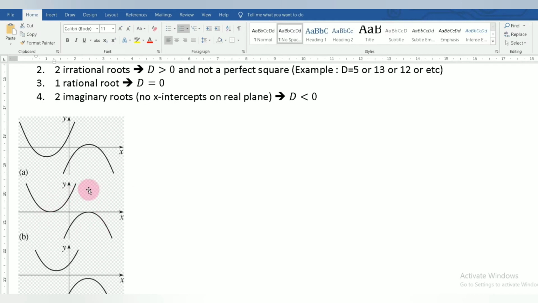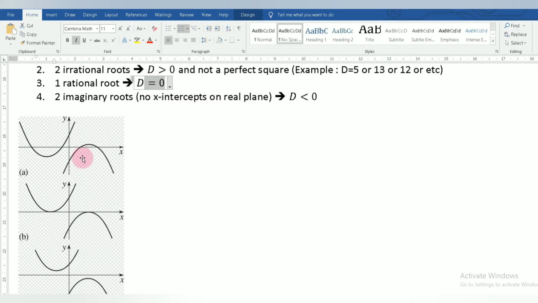And for this one, you can see that the vertex is right on the x-axis. This one, the vertex is also right on the x-axis. It means the intersection with the x-axis is only 1. So we have only 1. And this graph is a graph of a quadratic function whose discriminant is equal to 0.